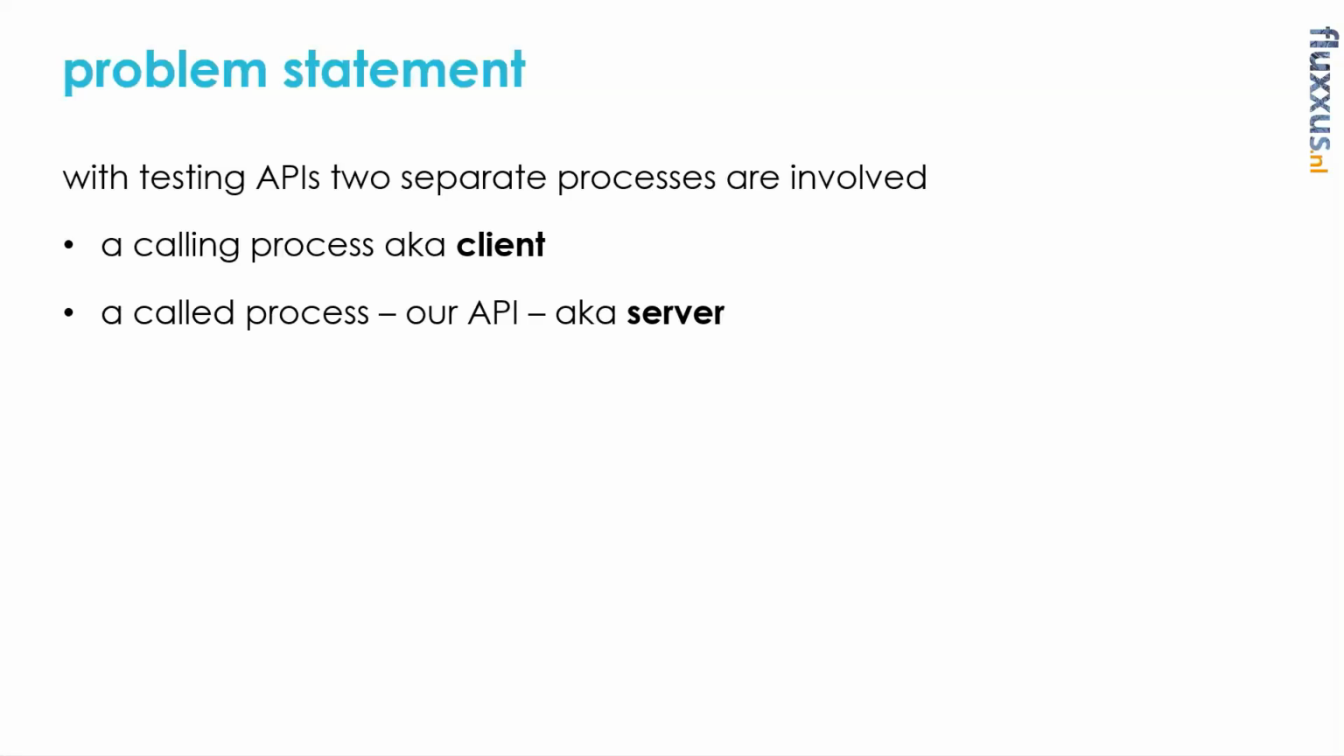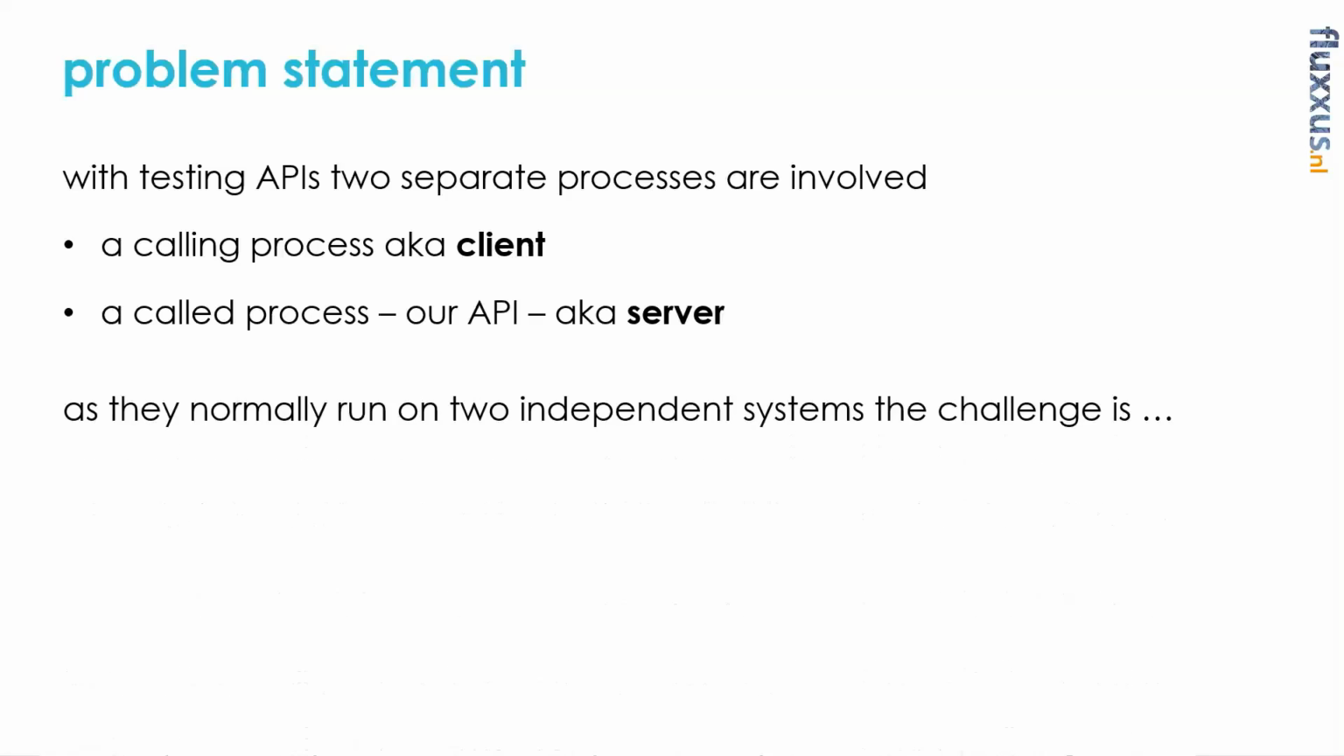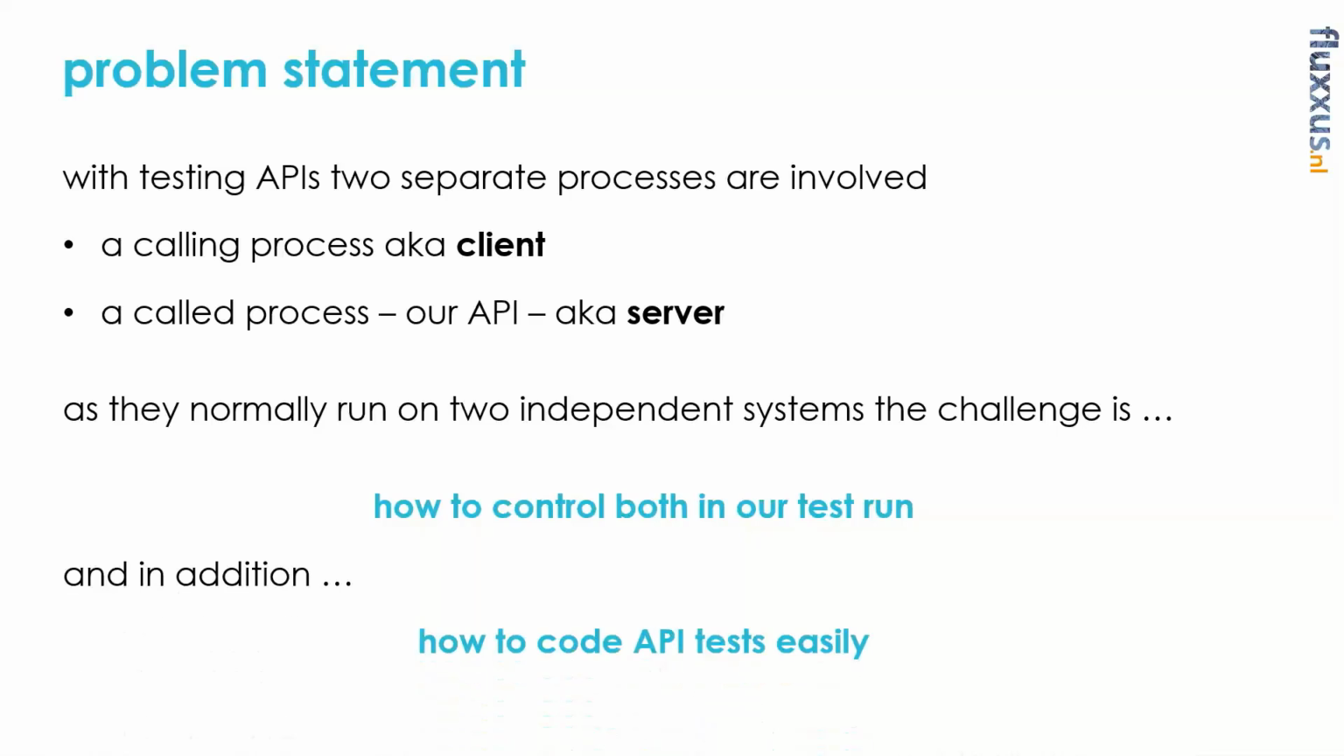So how do we do that? That's actually the goal of what I've written in the book and what the goal is of today. So normally you run on two independent systems. You have a piece of software, the client calling, another piece of software, the server, which is going to respond to that call. So how to control both in our test run? That's one main problem or challenge, and the other one is how to code the API tests easily.